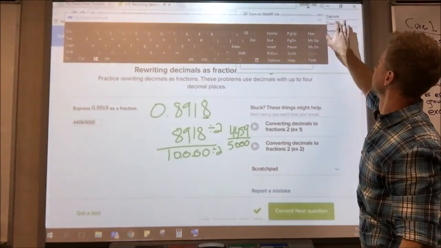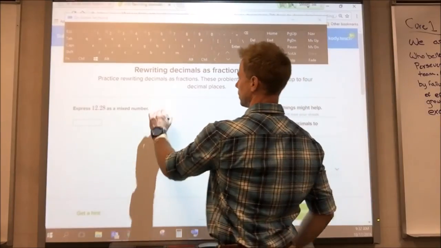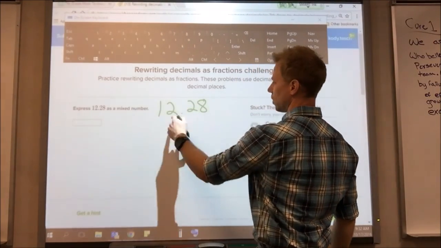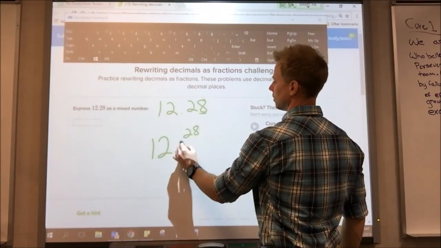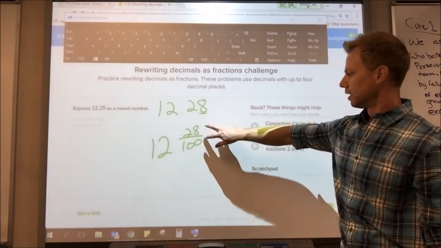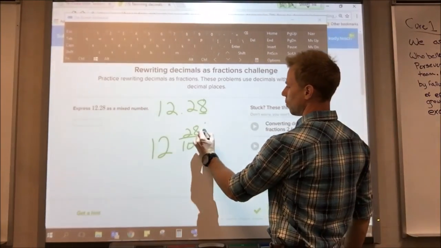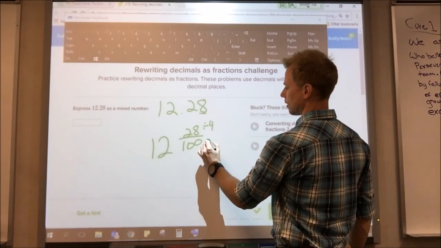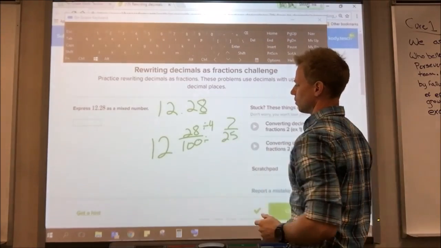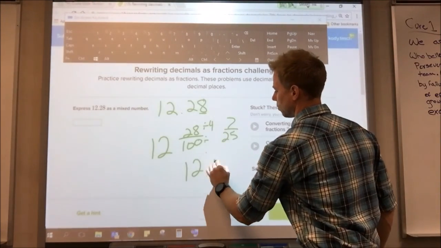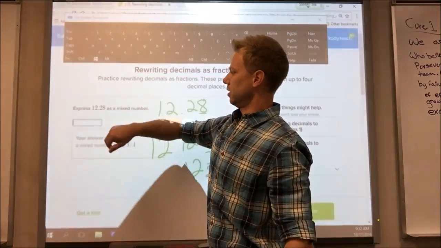Good. All right, 12.28. 12 is the whole number. The 8 is in the hundredths place, so it's 28 over 100. Now we can reduce that fraction. We know that 4 goes into 28 and 4 goes into 100, so that would give us 7 over 25. So we'd have 12 and 7 25ths as our final answer.